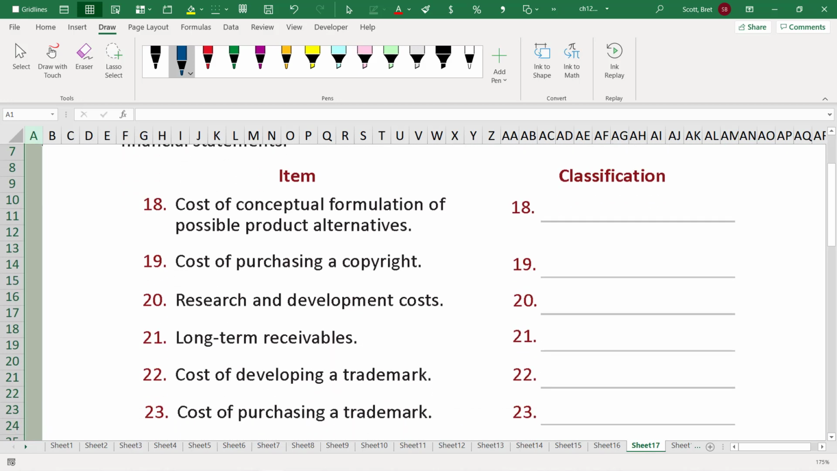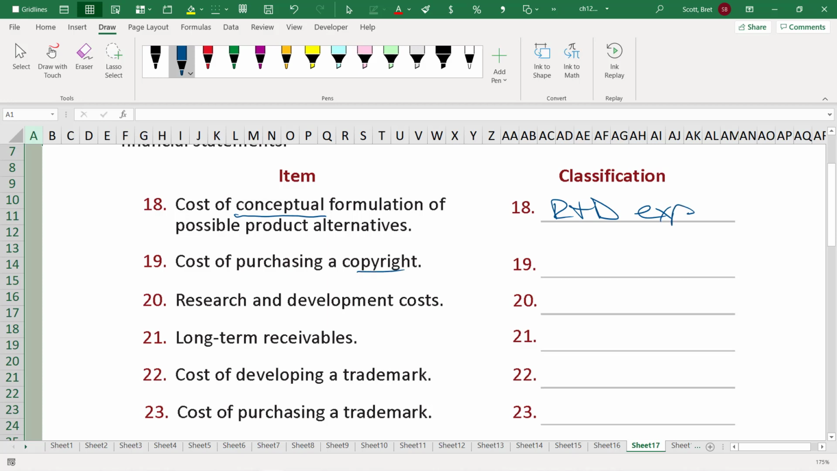17, cost of conceptual formulation, possible product alternatives. It's not a formulation, it's a conceptual formulation. They're thinking about different ideas. Hey, what if we took this part of a molecule and we rearranged it? What kind of drug do we have there? Well, if we're trying to just build the structure of what the chemical compound composition is, that's just poking around in the dark. So that would be R&D, and R&D means expense.